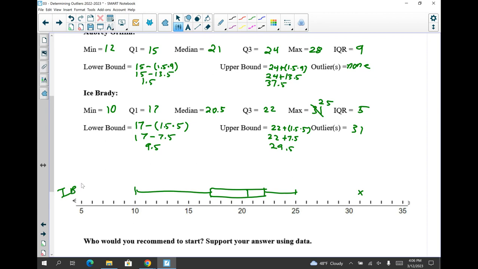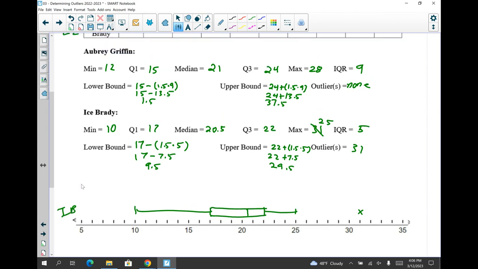I'm just going to label it IB, initials. Okay, now Aubrey Griffin, let's see. The first quartile was 15. Third quartile was 24. Our median was 21. Max is 28. And the minimum was 12. There we go. And that was for Aubrey Griffin.